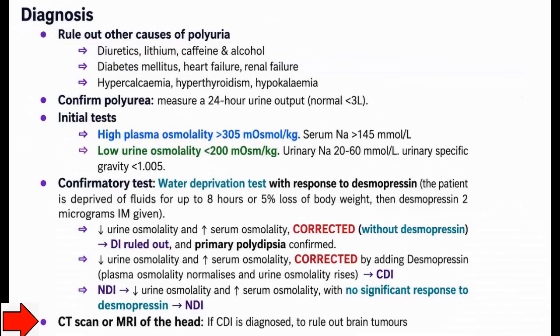Step 5. Imaging. CT scan or MRI of the head. This is done after central diabetes insipidus is diagnosed. The purpose is to identify structural causes of ADH deficiency. MRI is generally preferred because it provides better visualization of the hypothalamus and posterior pituitary.